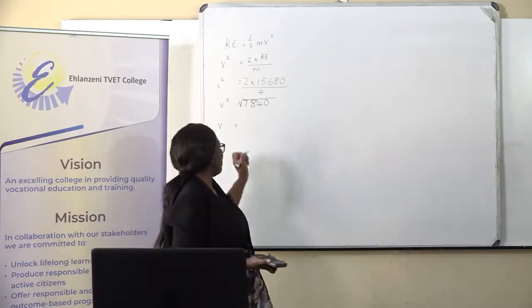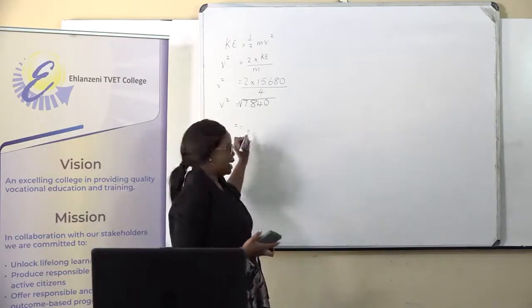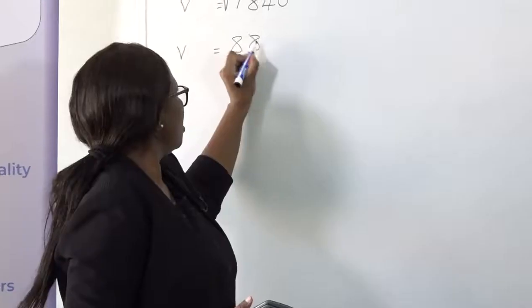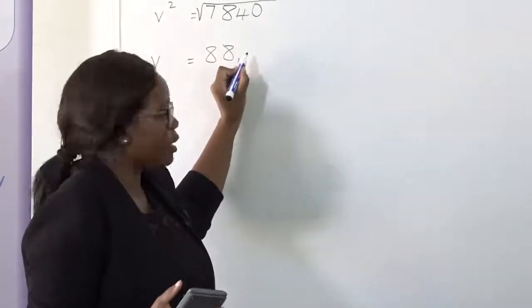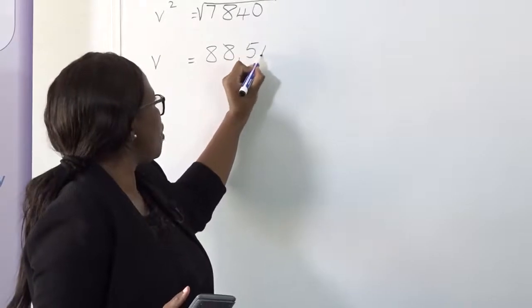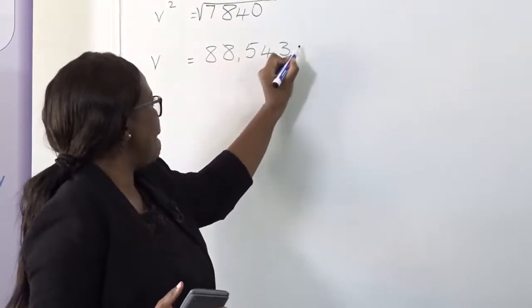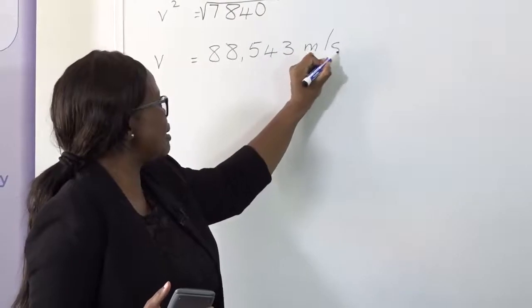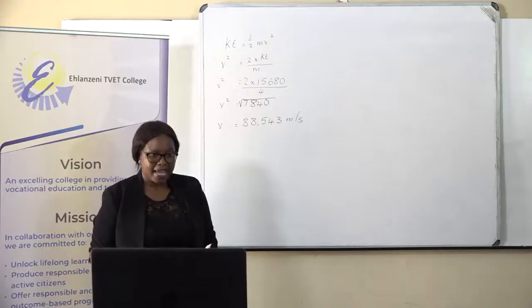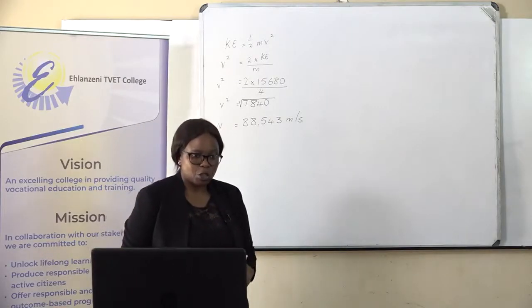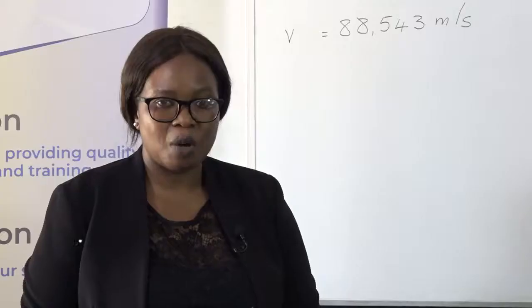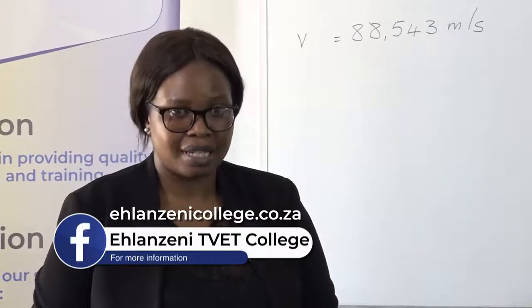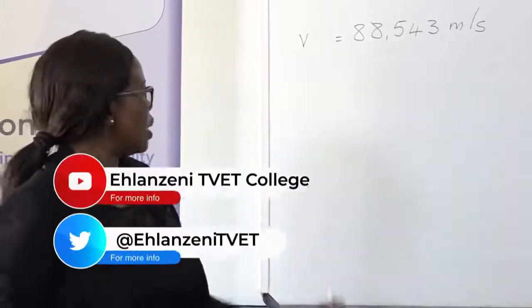Our velocity now is 88,543 meters per second. Whilst I'm there, always remember that we round off to 3 decimal places after the comma and put the correct SI unit. Then we are done on this one on velocity.